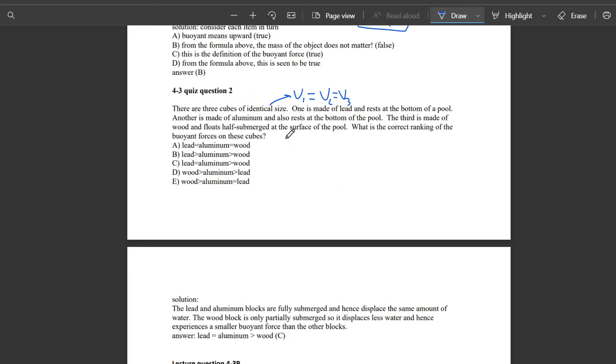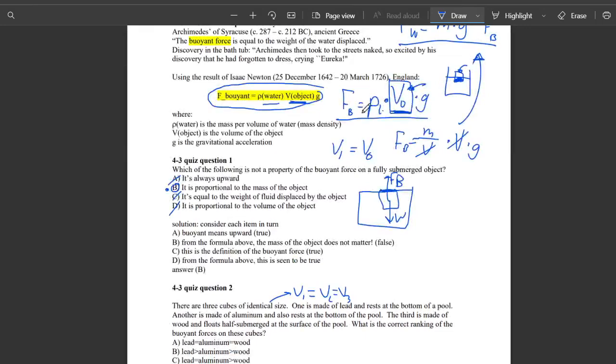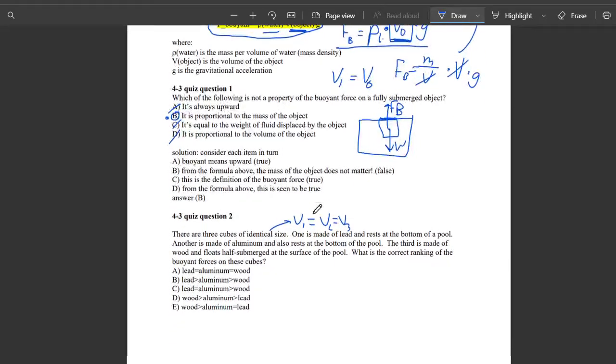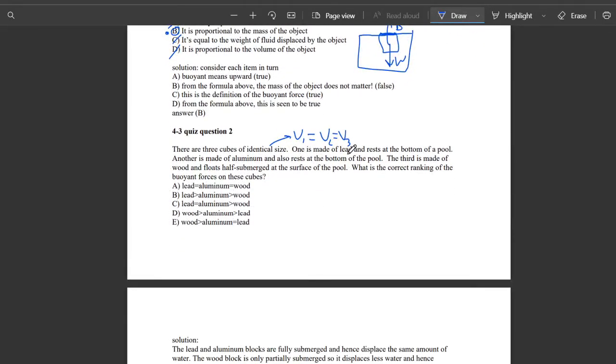So, we know that the volume of each of these objects is the same. The mass we know is not the same, but we also know from the equation of buoyant force that the mass of the object is irrelevant when considering the buoyant force of the object. So, let's draw a free body diagram for each of these. So I'm going to draw a mini pool. So this is our pool here.